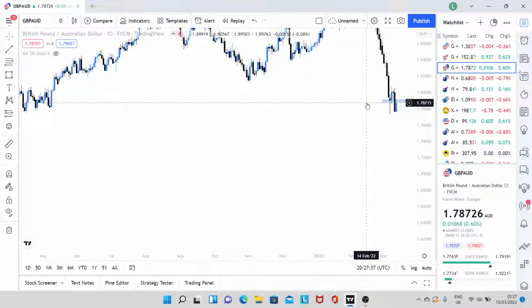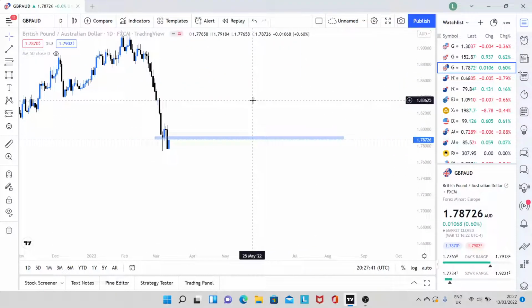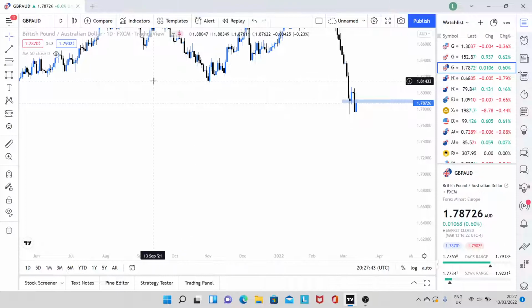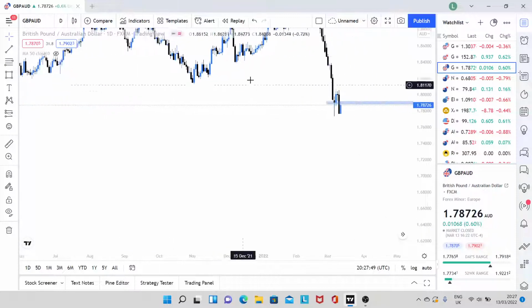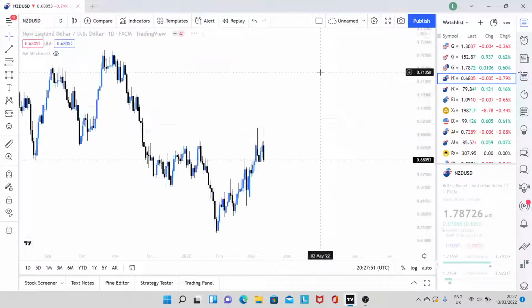You could probably drag this over to here, get in these swing lows. Not really bothered about that. It's not really relevant. That happened. When did this happen? 10th of May 2021, so almost a year ago. So not bothered about that zone in the slightest. Right, moving on.